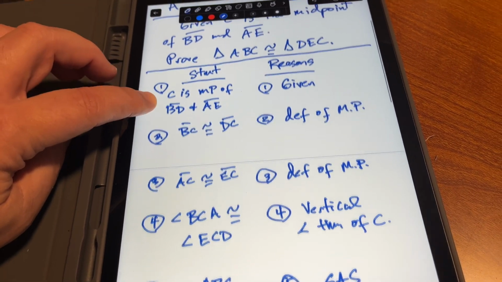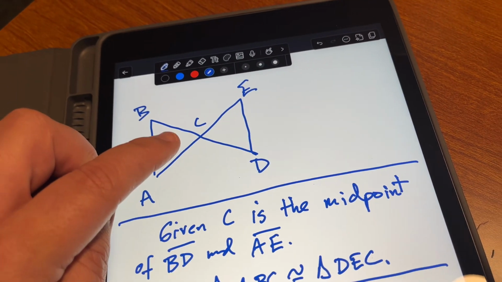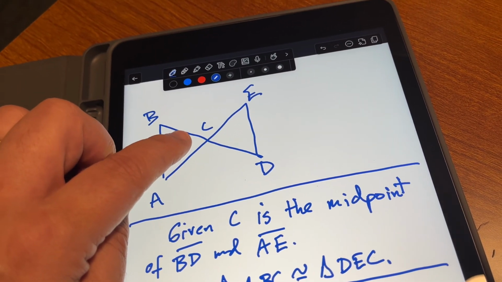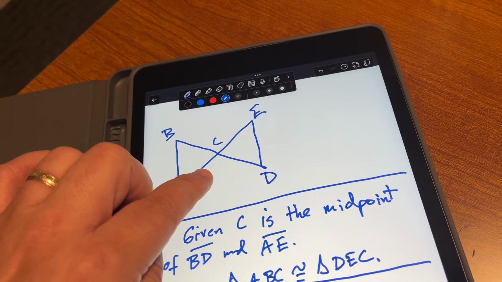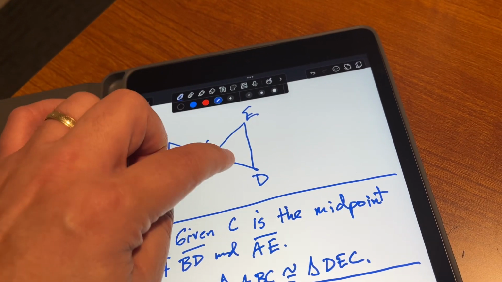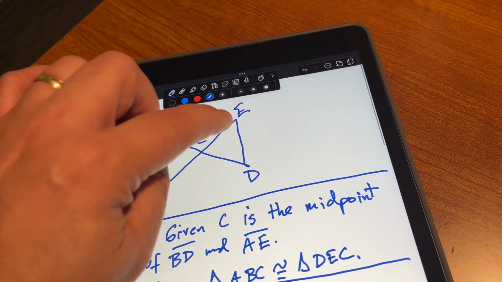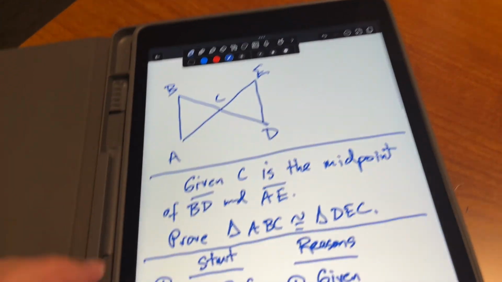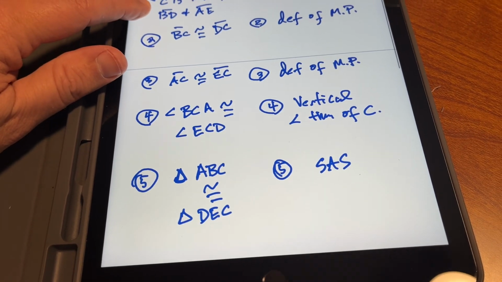And then, by the way, what you're going to do is you're going to mark these. I don't have my pen with me, but you're going to mark that to be the same as that. And you're going to mark this to be the same as this. And then you have these two angles. So basically you have side, angle, side, side, angle, side. So the final statement is the two triangles are congruent by side, angle, side.